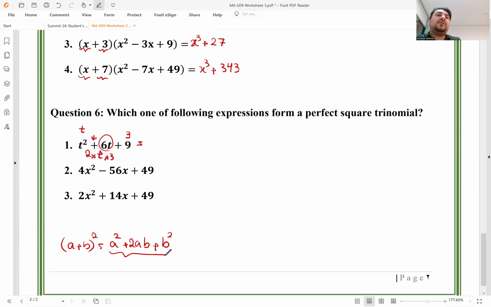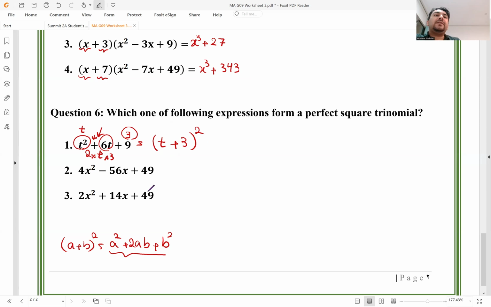The sign is not important. Just the product must be the value of the middle one. So 2 times t is 2t, times 3 is 6t. So yes, therefore, it's a perfect square trinomial, which we can write as bracket, the square root of the first term, which is t, the sign of the middle one, which is plus, and the square root of the third term, which is 3, and totally powered by 2.